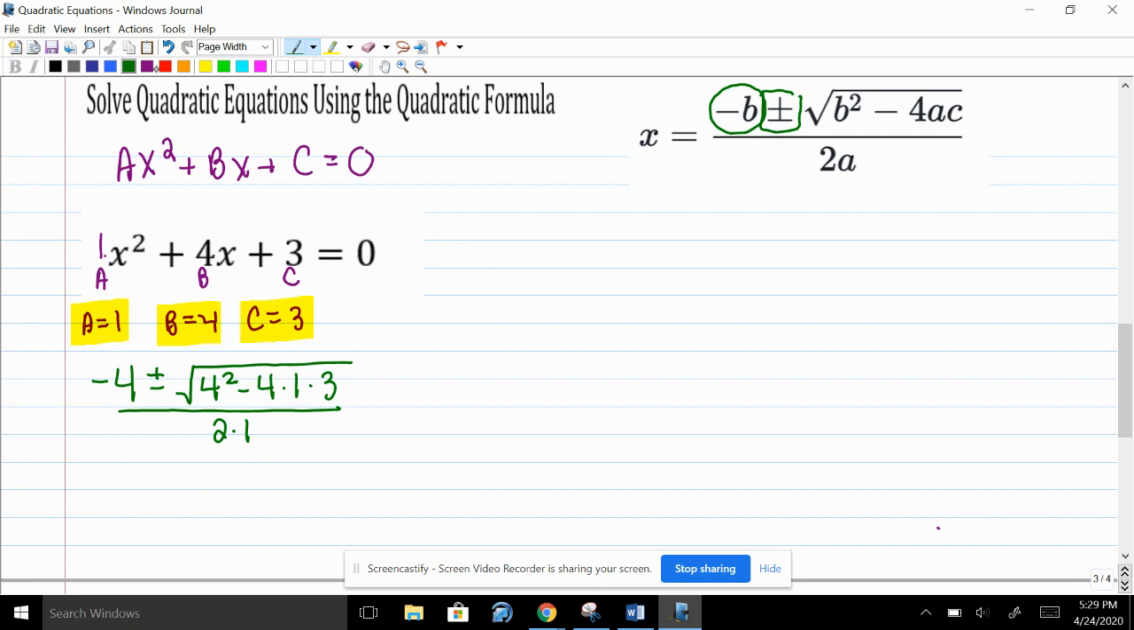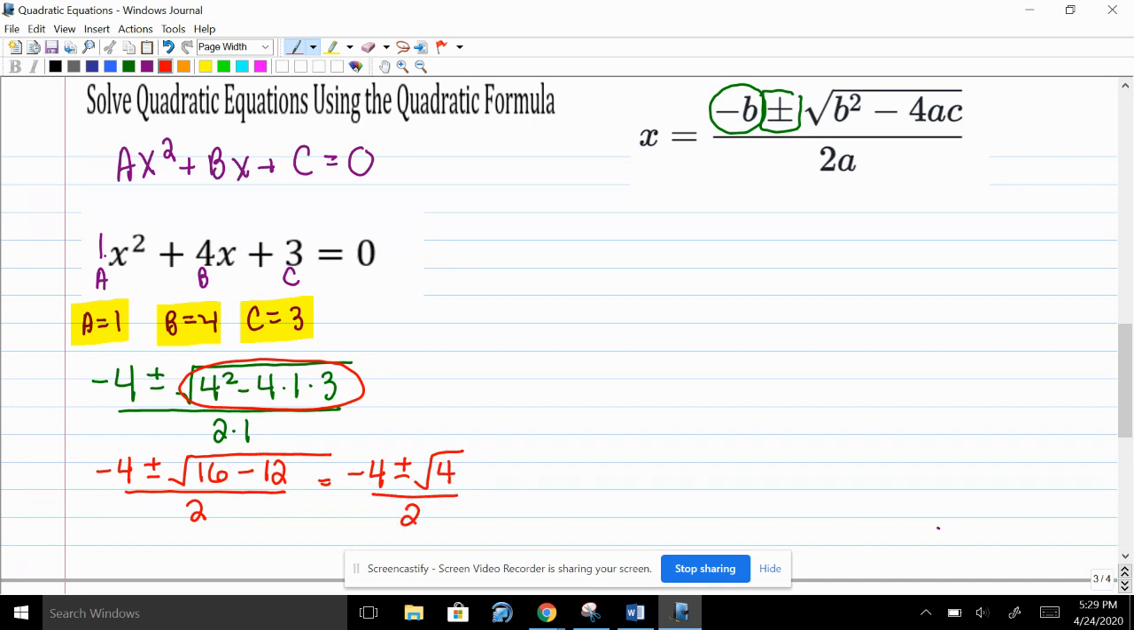I'm going to start by tackling the square root. So it's going to be negative 4 plus or minus the square root of 4 squared, 4 times 4, that's 16, minus 4 times 1 is 4, times 3 is 12, all over 2 times 1, which is 2. Going to keep chipping away here. Negative 4 plus or minus, I'll explain what that means when we get there. We're almost there: 16 minus 12 is 4, on top of 2.